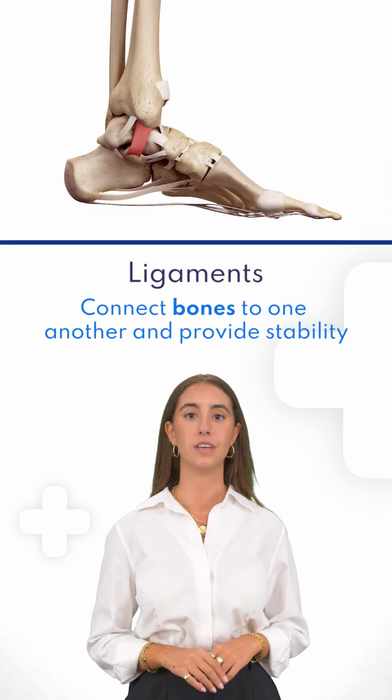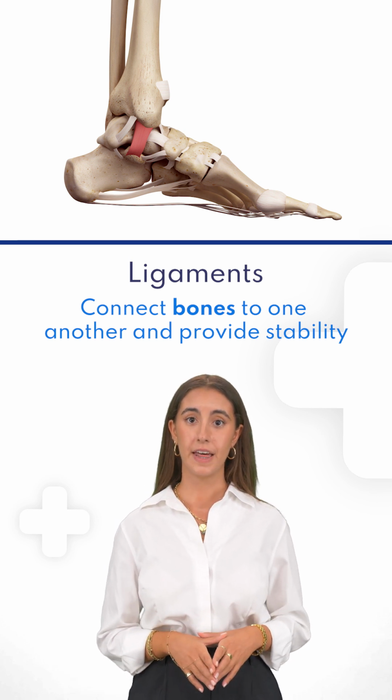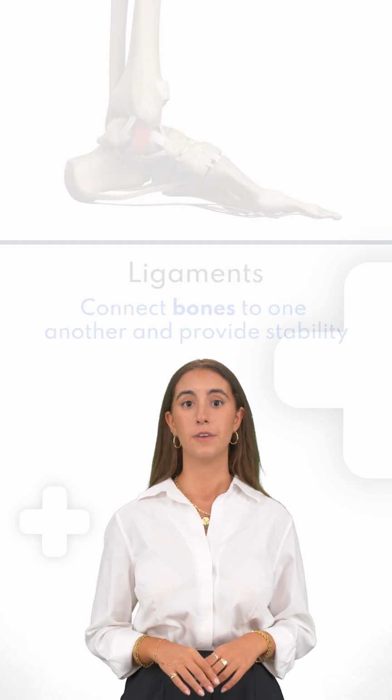Ligaments connect bones in the joint to one another and help to provide stability when the bones move. That is, they can help limit our movement to keep our joints in a safe range. If a ligament becomes overstretched or torn, joints can become unstable. A common example is a rolled ankle.